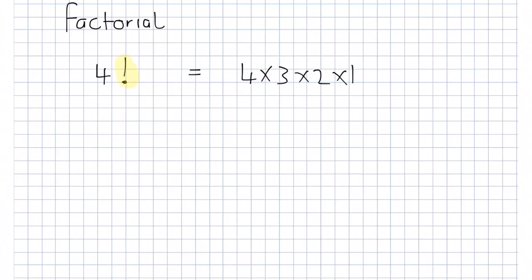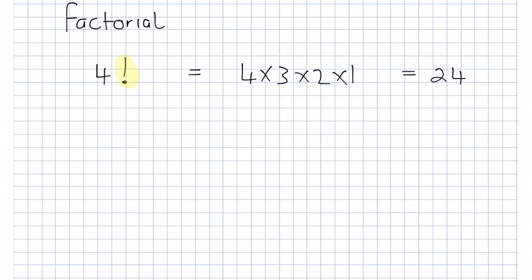Before I get started on permutations and combinations though, you're going to need to remember what factorial notation is. When I say factorial notation, I mean, for example, 4 factorial, and the symbol that we use for factorial is this exclamation mark. 4 factorial means 4 by 3 by 2 by 1, and it has to go down to 1. That would be 24.